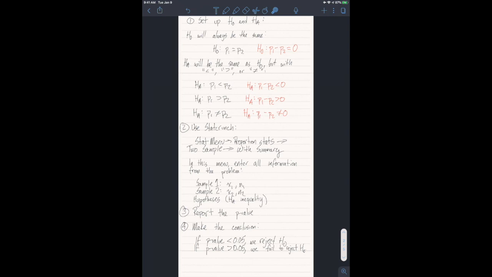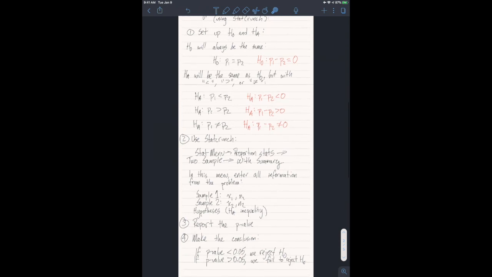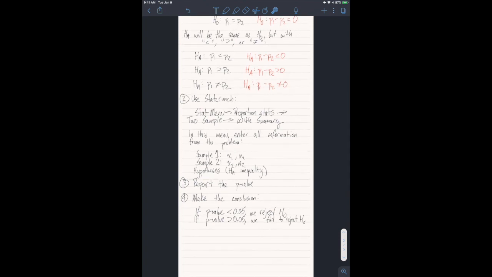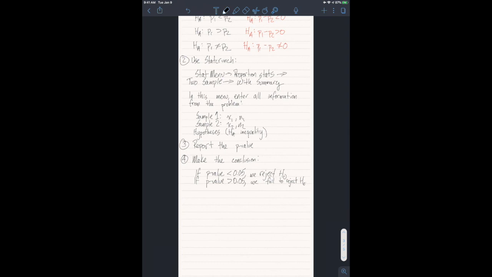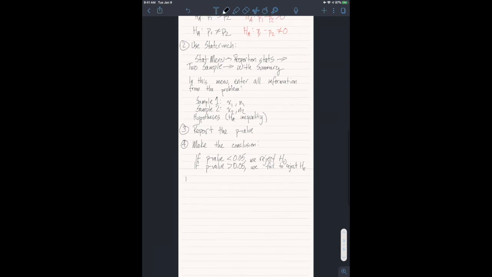Especially, there's no way to do correlation and regression, as far as I know, by hand that would keep you sane. Same thing here. You're going to want to do this in StatCrunch. So if you thought, oh, I'm going to do everything by hand, Godspeed. I'm going to do StatCrunch. So let's do an example so that you guys can see what I'm talking about.